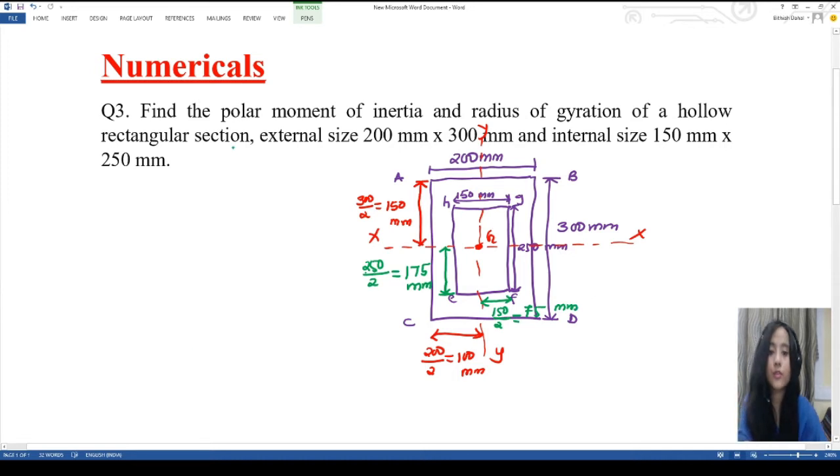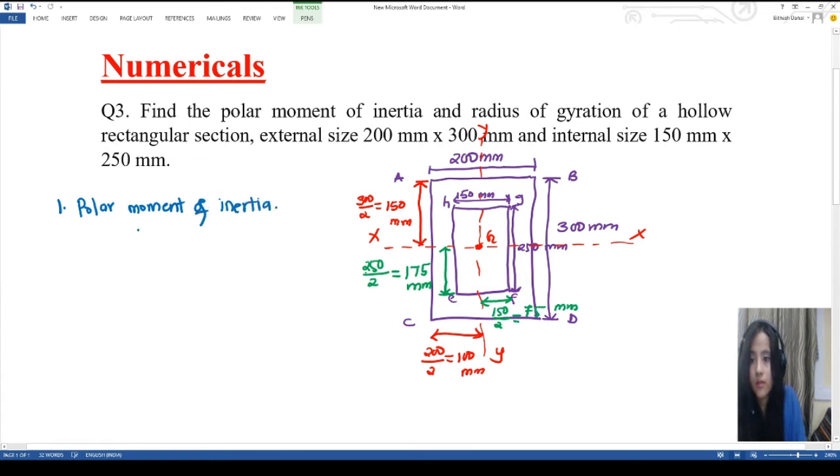So we get all the measurements. Now let us find the polar moment of inertia. The first thing they're asking us to find is the polar moment of inertia, which is also denoted by IP, right? So how do you find IP, polar moment of inertia?